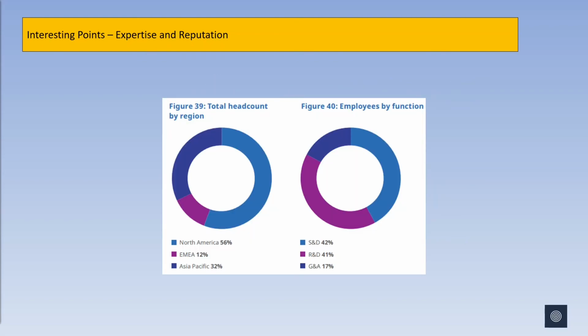Further, the employees at Nuix are divided into 3 categories, namely sales and distribution, general and administrative, as well as research and development. From this graph, it is evident that research and development is a significant amount of employees at 41%. This highlights the highly technical nature of their operations and the value of their employee labor.